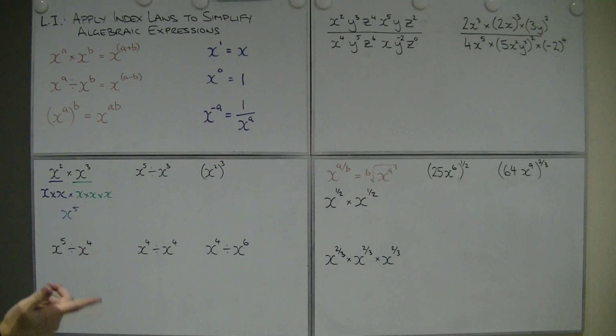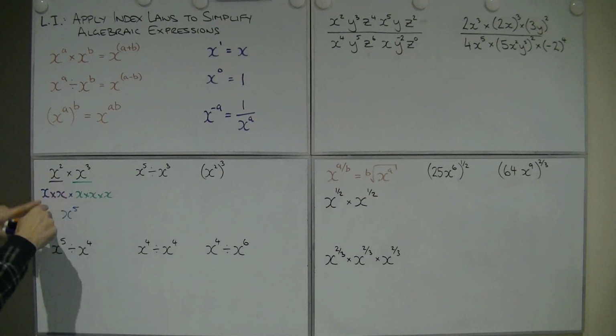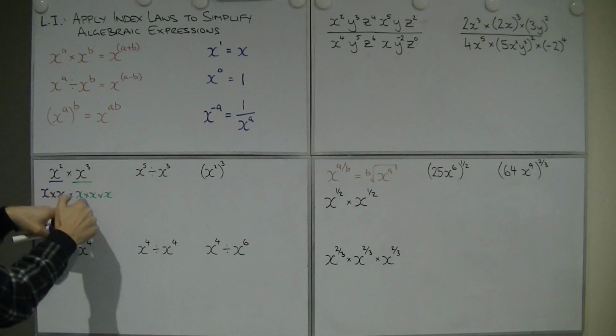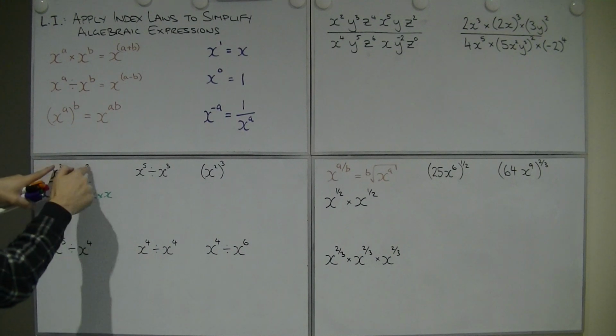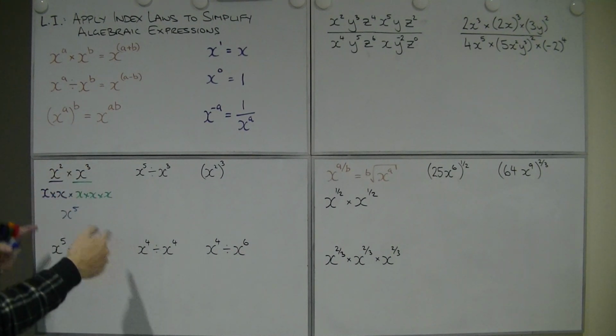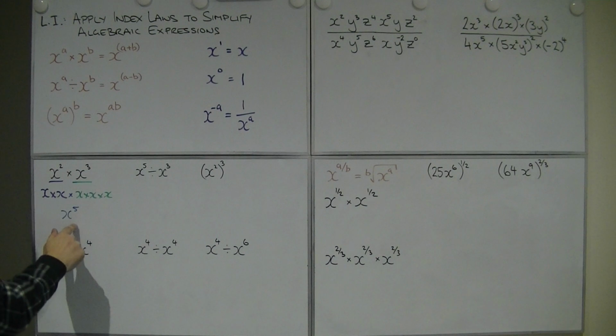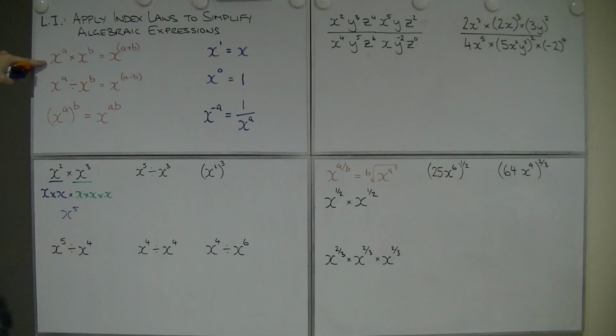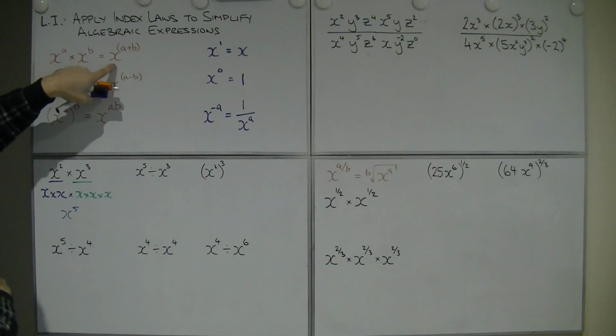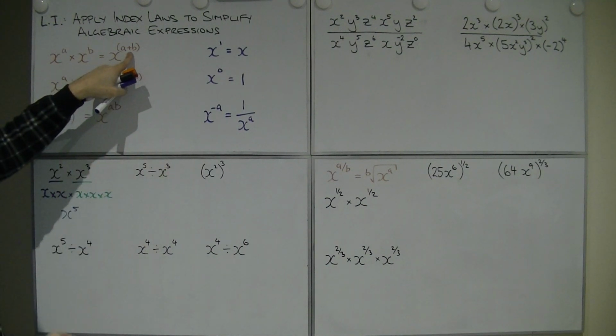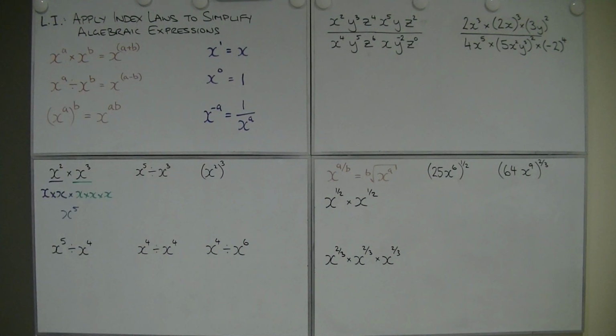Is that a fluke? Well, no, right? Because this 2 means you have 2 of them here. This 3 means you have 3 of them here. So whatever these two are, you're going to have that many of them, and together, you're going to have those two added together. So, we end up with this general rule. X to the power of a times x to the power of b equals x to the power of a plus b. Cool. Alright, well that's nice and easy.